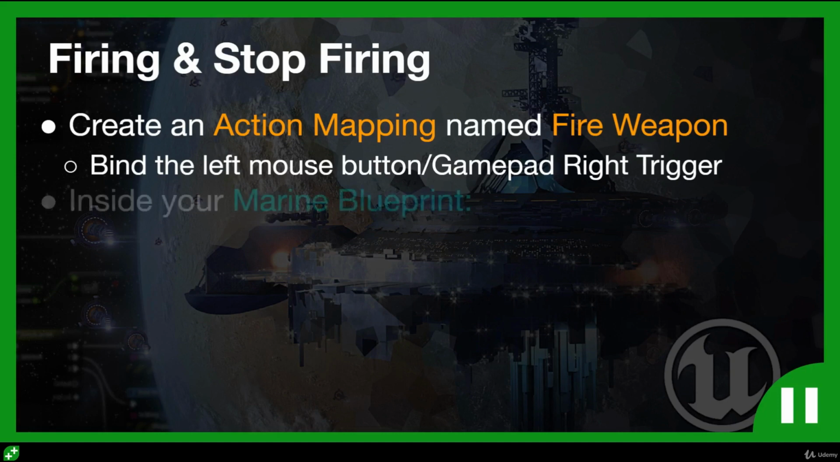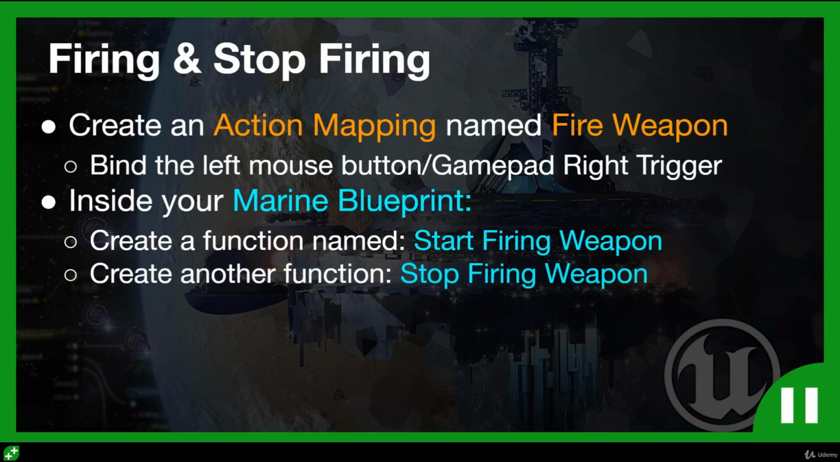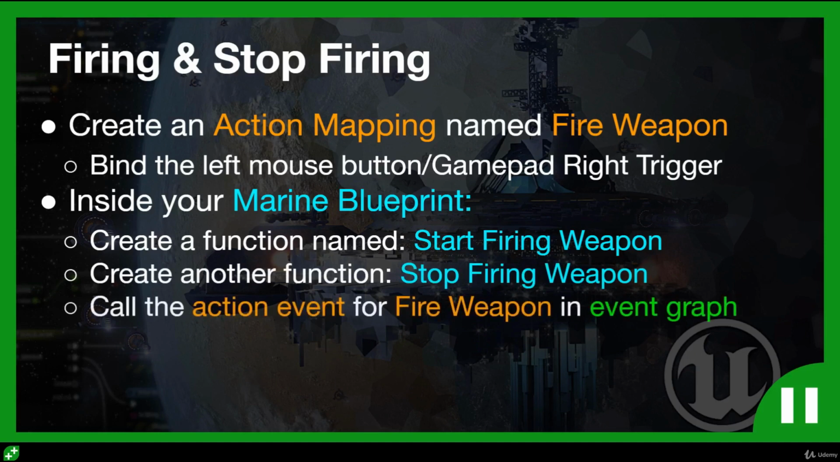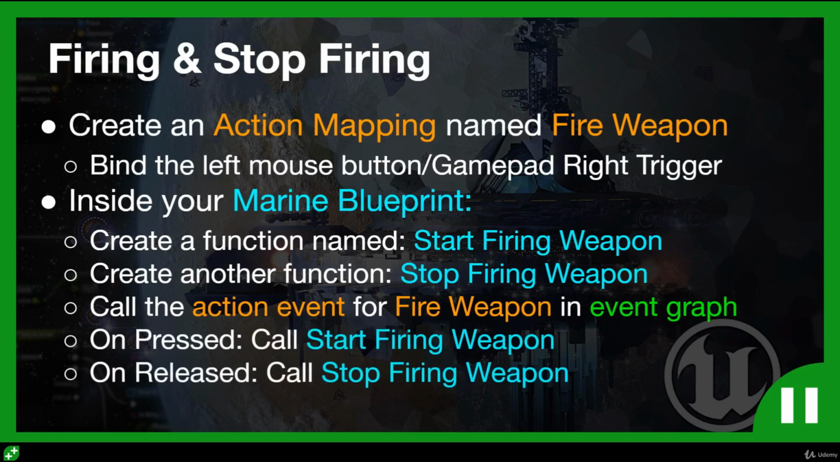Then inside your Marine blueprint, create two functions. The first named Start Firing Weapon, and the second named Stop Firing Weapon. Then inside your event graph, call the action event for Fire Weapon, and execute Start Firing Weapon when the action event is pressed, then execute Stop Firing Weapon when it's released. So pause the video here to attempt this challenge and then come back when you're ready.